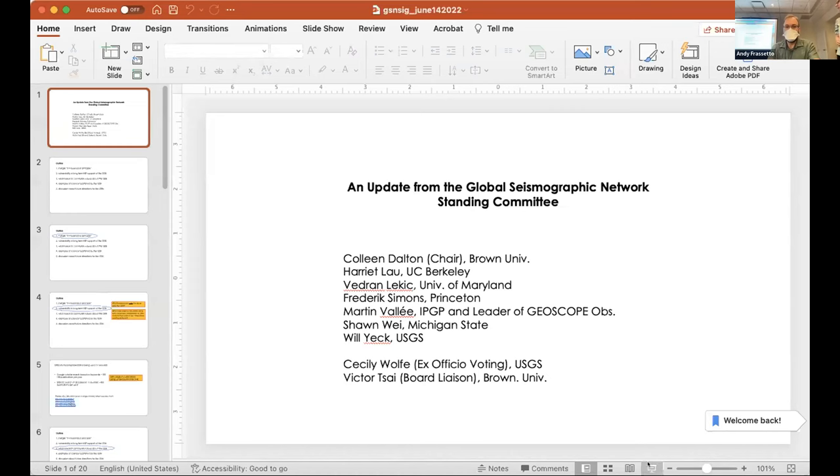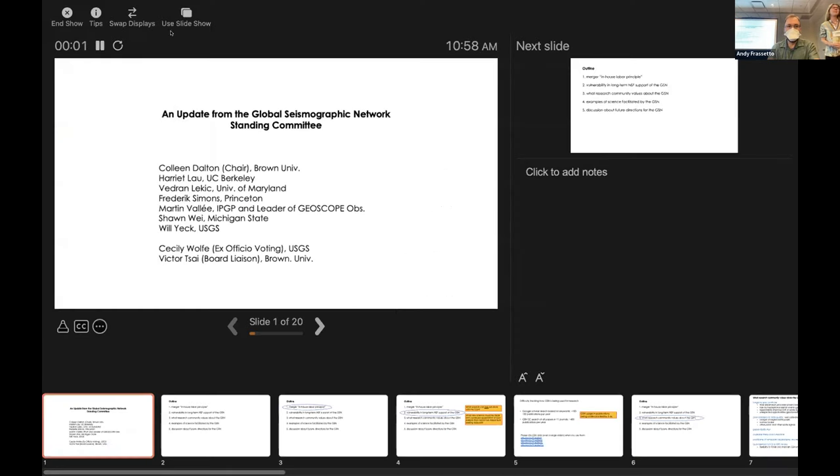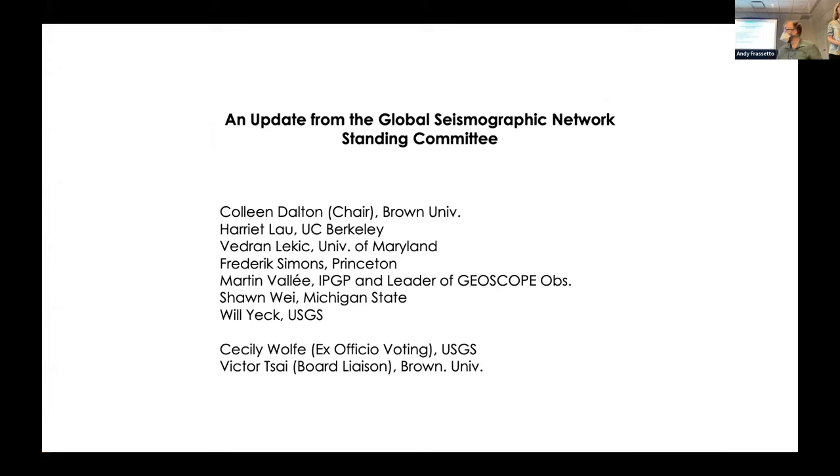All right. So, as I said before, I'm Colleen Dalton, and I'm at Brown University, and I'm here as the chair of the IRIS GSN standing committee. And you can see here on this first slide the other members of the standing committee, several of whom are in the room. Can you raise your hand if you're in the room? So, Vedran, Victor Stai, who's our liaison to the board of directors, Frederick Simons is here, some other people from the standing committee are online.